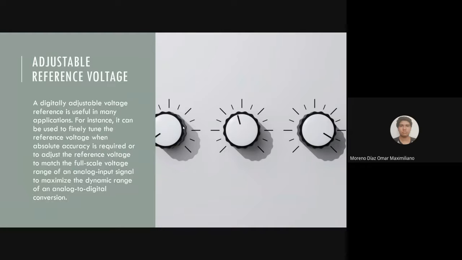Adjustable reference voltage. A digitally adjustable voltage reference is useful in many applications. For instance, it can be useful to finely tune the reference voltage when absolute equality is required, or to adjust the reference voltage to match the full-scale voltage range of the analog input signal to maximize the dynamic range of the analog to digital conversion. Next.